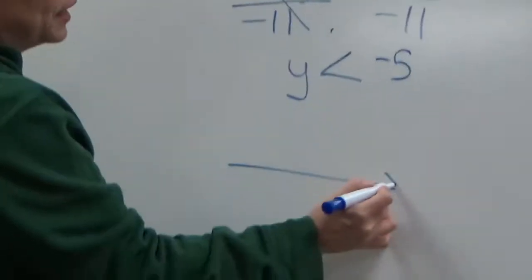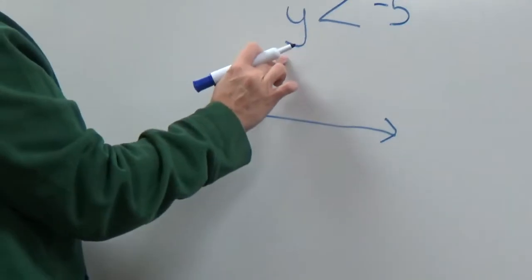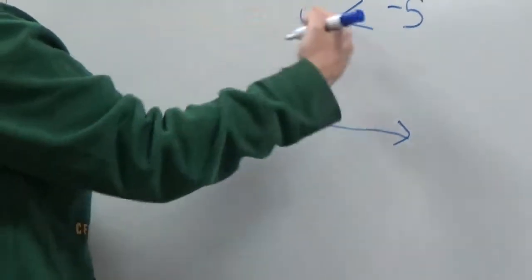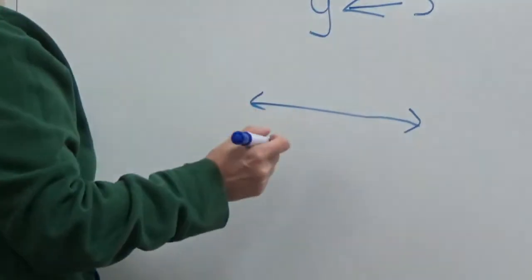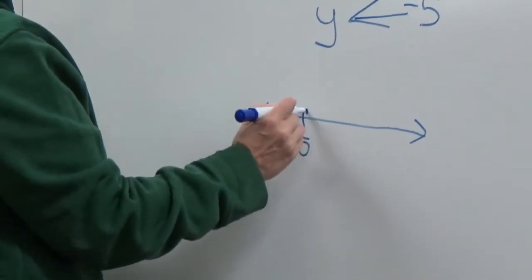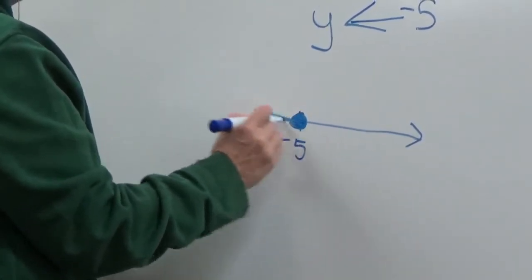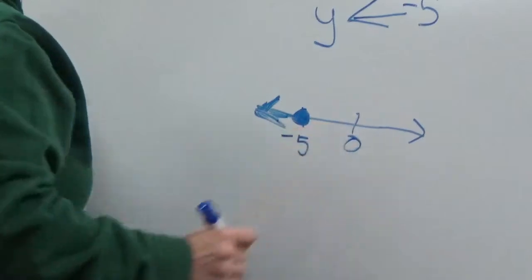So how do I graph that? Is my variable on the left side? Yes. So I can graph going towards the arrow, towards the point. Here's negative 5. Some of you guys are still getting your graphs wrong. And I'm going to go this way. There's 0. Okay. Let's go to the next one.